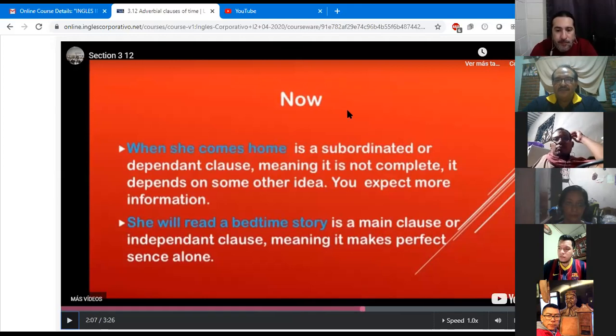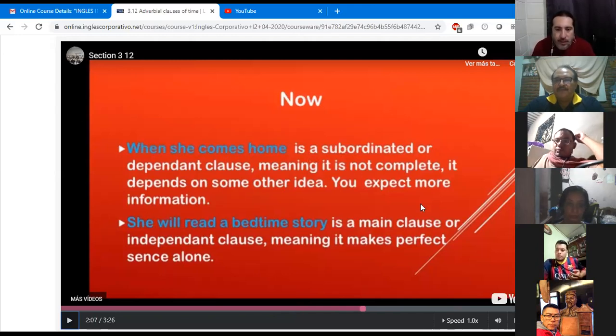Okay. So in this case, "when" introduces a subordinated or dependent clause, meaning it is not complete. Okay, it makes no sense. It depends on some other idea. What is the other idea? This one, the main clause.